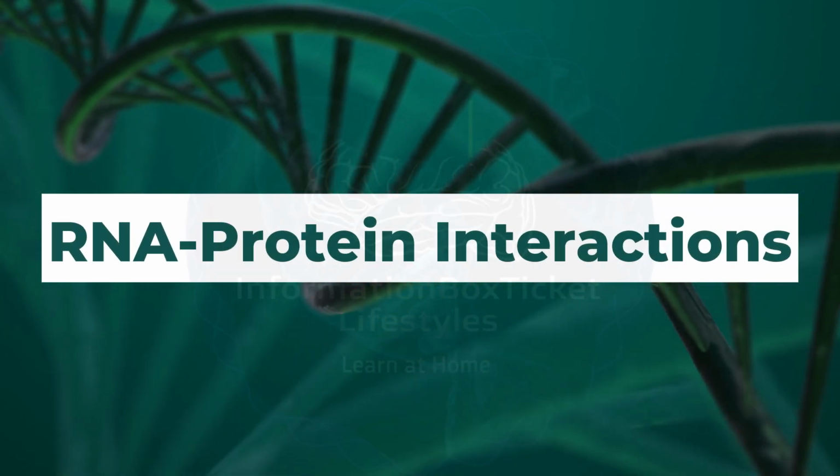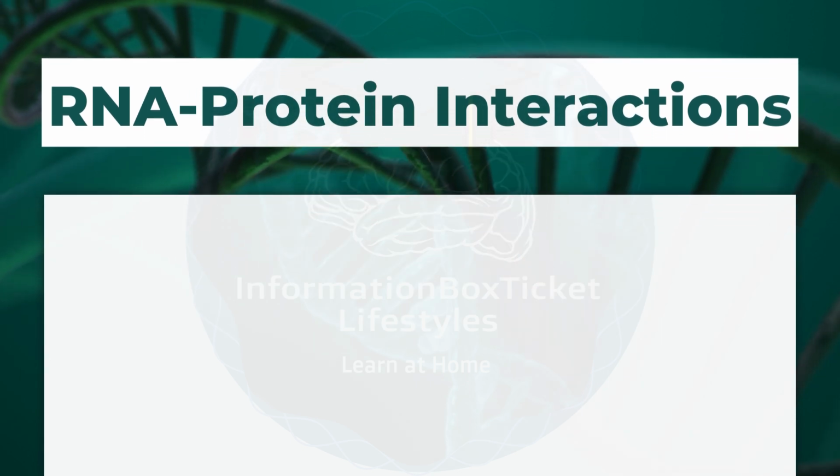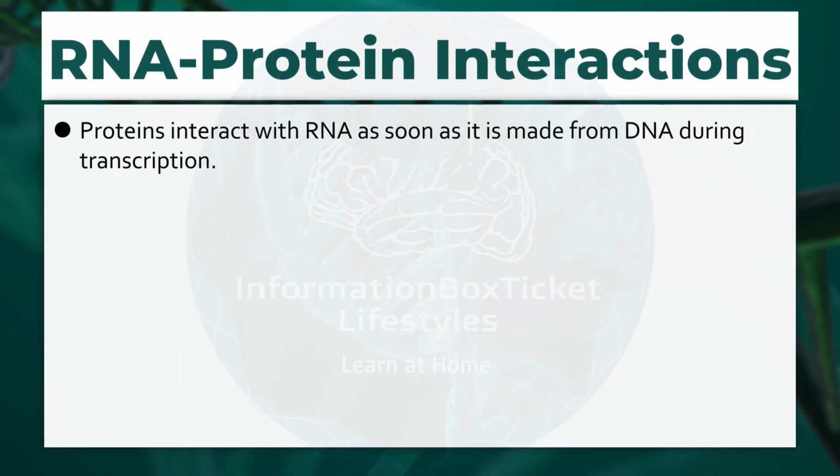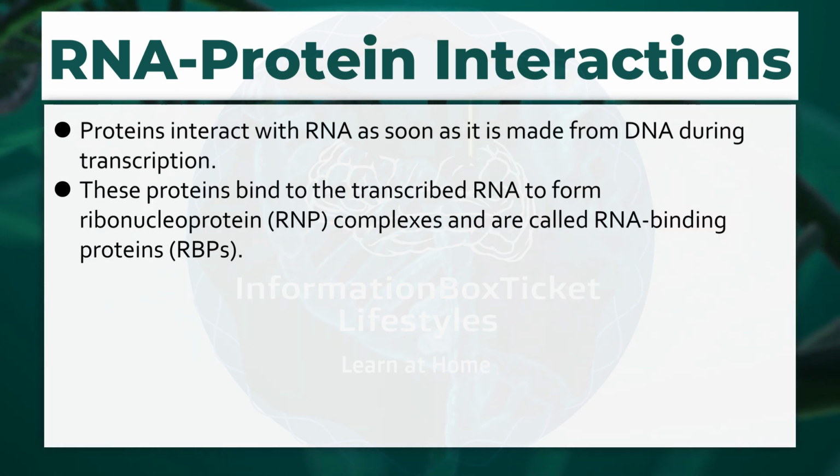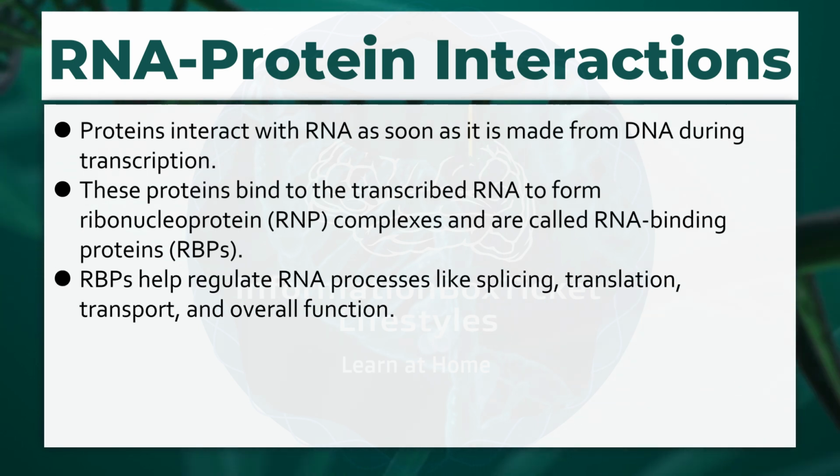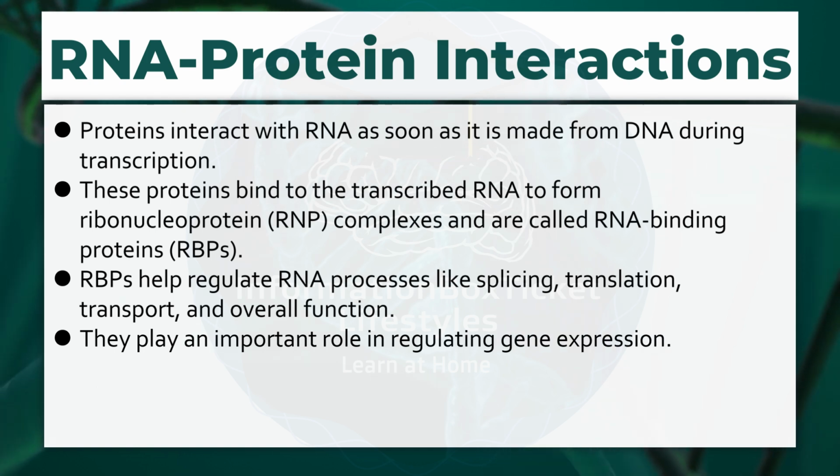Protein interactions. Proteins interact with RNA as soon as it is made from DNA during transcription. These proteins bind to the transcribed RNA to form ribonucleoprotein complexes and are called RNA-binding proteins. RBPs help regulate RNA processes like splicing, translation, transport, and overall function. They play an important role in regulating gene expression.